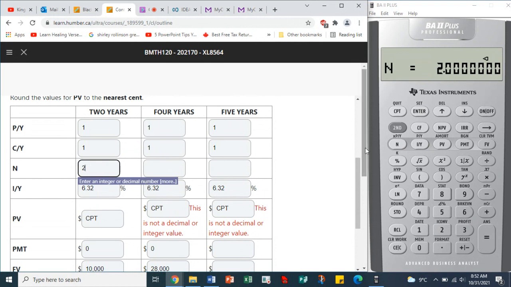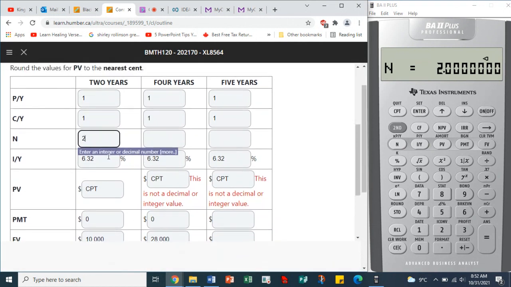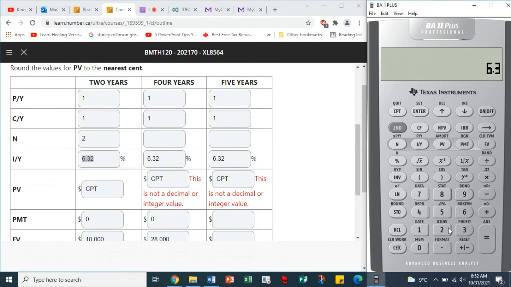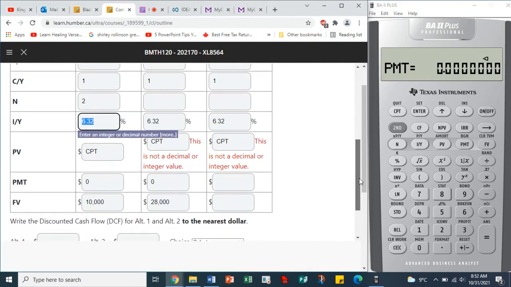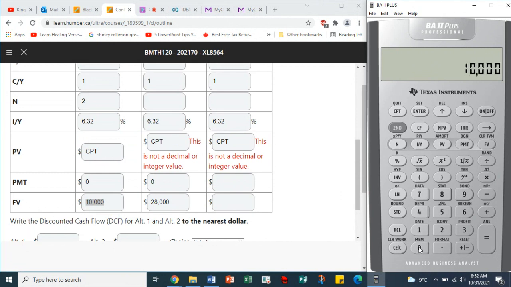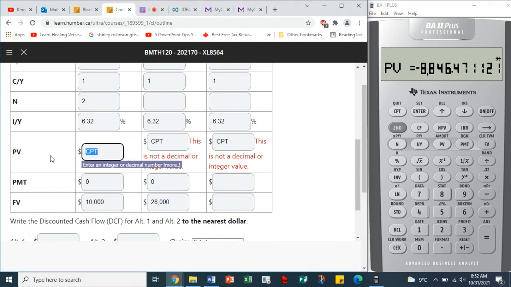The next one, the IY, is 6.32 right there. 6.32 is IY. Present value, we will compute. Payment is 0. And the future value is $10,000. So 10,000, that's the future value. We compute the present value, and the answer is 8846.47. That's rounded to 2 decimal places.